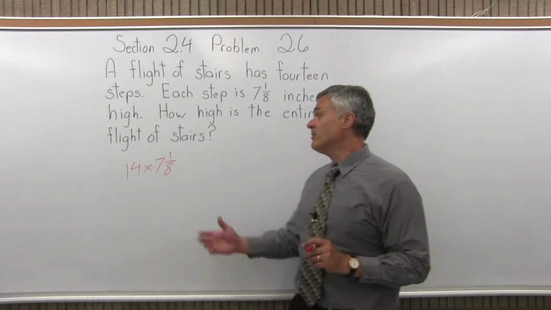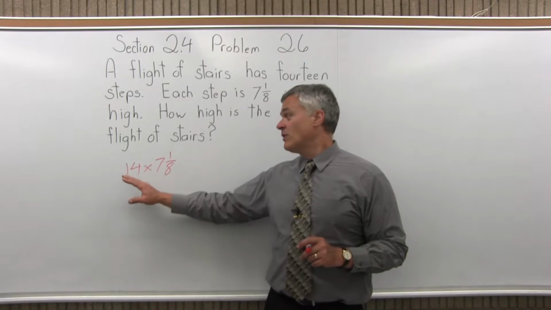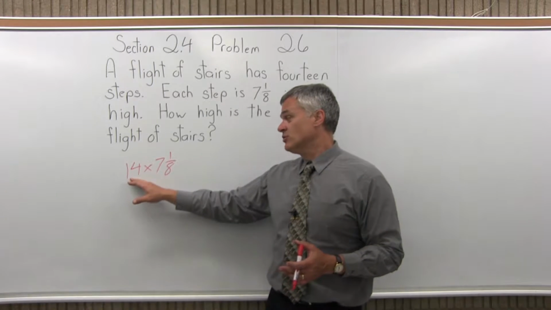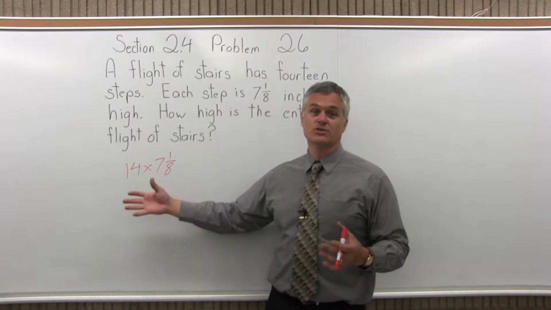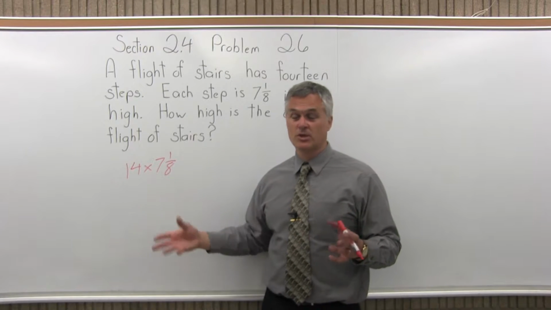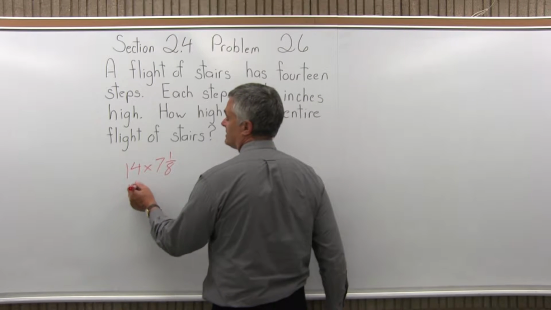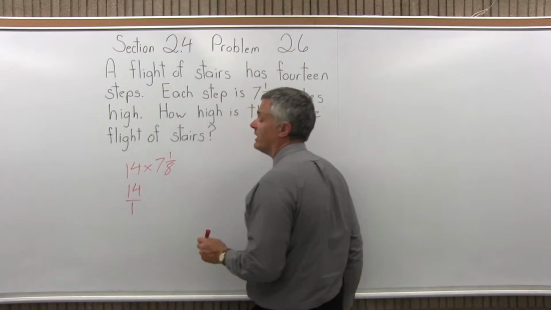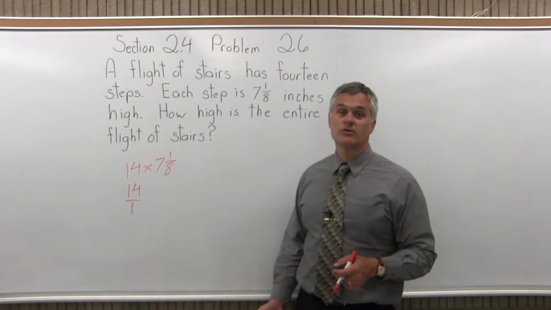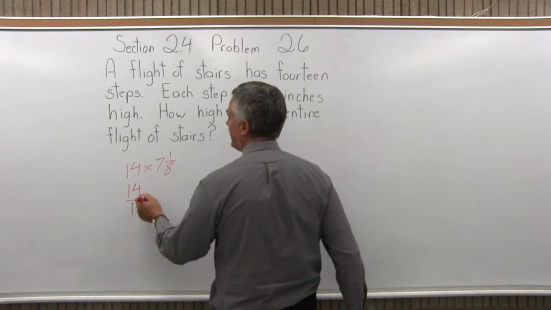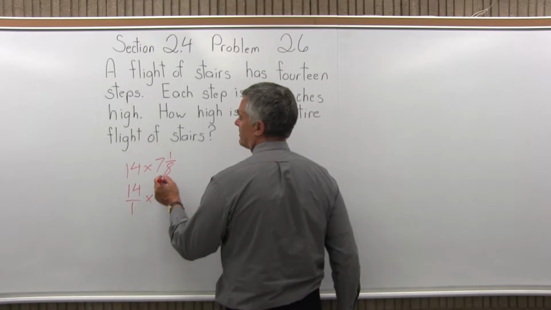Now, because there are fractions involved, all values have to be written in the form of a fraction, where you're going to have just a numerator and a denominator. In a later section, you might be able to turn everything into a decimal and multiply them, but in this case, the 14 can be written as a fraction simply by writing it as 14 over 1. Any whole number can be turned into a fraction by putting a 1 in the denominator. Now, the 7 1/8, we'll convert that to an improper fraction.